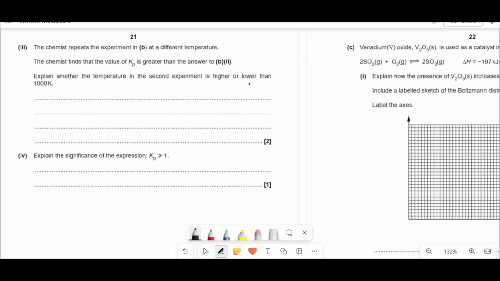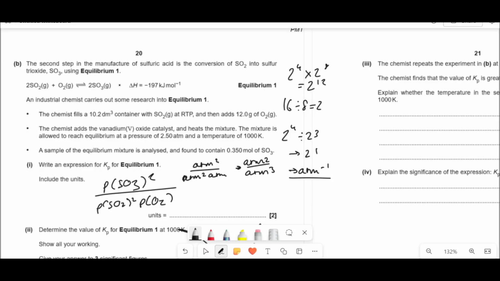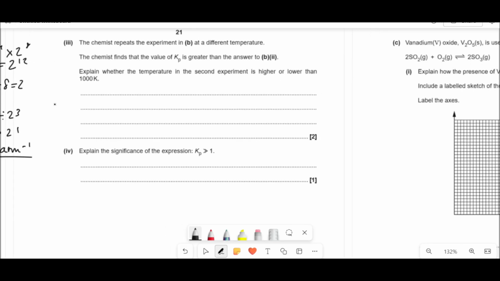So explain whether the temperature in the second experiment is higher or lower. If you look here, if the Kp has gone higher, that means this has gone up and these two will have gone down. So it means the equilibrium will have shifted to the right. You would start by saying that. A greater Kp value indicates that the equilibrium shifted to the right.